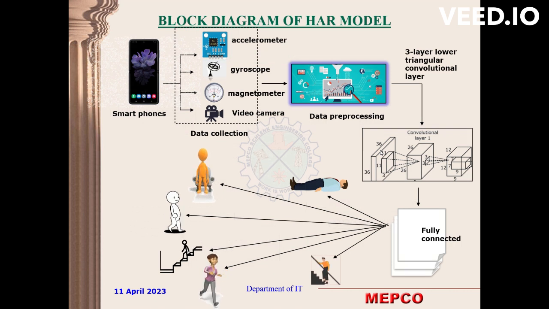This is the block diagram of our model. We use sensors such as accelerometer, gyroscope, magnetometer, etc. Then we pre-process the data. Then it is passed through the three-layer network. Then we detect the human activities such as sitting, standing, walking, upstairs, lying.